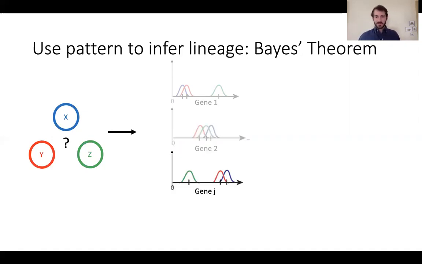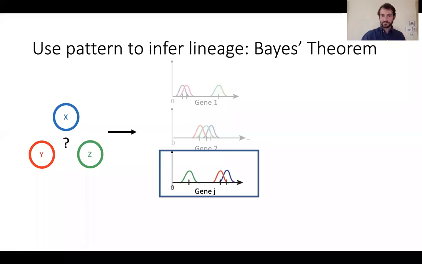But now I go down my list of genes and I come to this gene, gene J, and gene J has a clear minimum in cell type Z. So it is clearly downregulated in cell type Z versus X and Y. And so I would remember that gene. That gene is going to be important for inferring the lineage relationship.